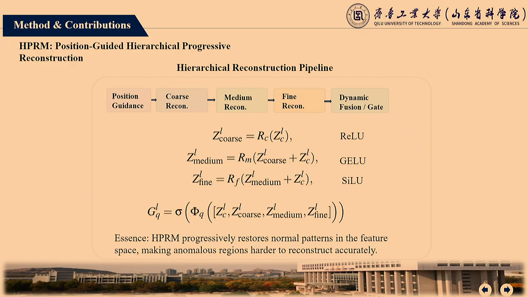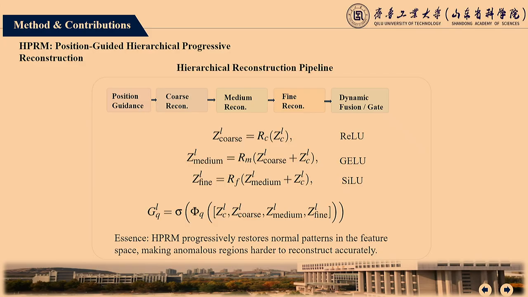Finally, the model integrates the reconstruction results from different levels through semantic fusion and a gating mechanism. It should be noted that HPRM does not simply reconstruct the point cloud 3 times. Instead, it progressively recovers the normal patterns in the feature space.